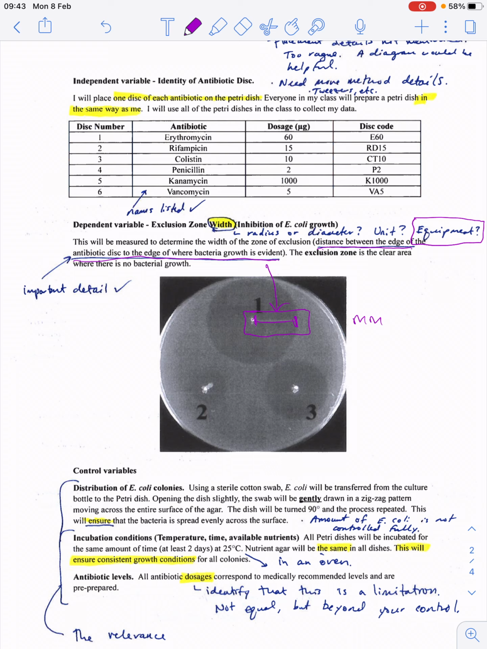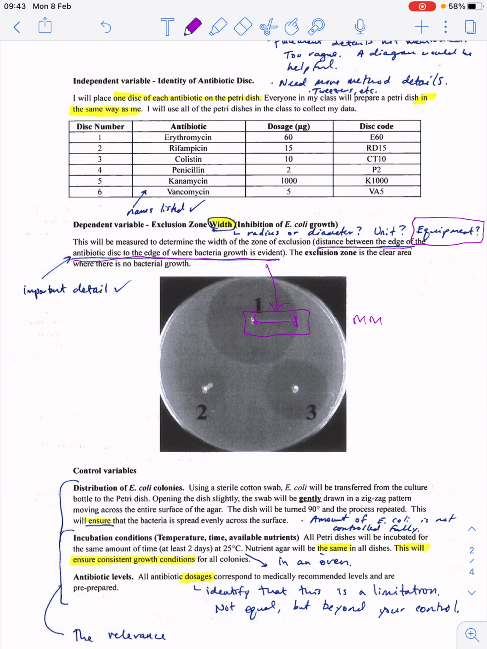In the first one, independent variable, so identity of antibiotic. Yep, so that's good. It's been identified right. It says, "I will place one disc of each antibiotic on the Petri dish, and everyone in my class will do it the same way." Well, what is that way?